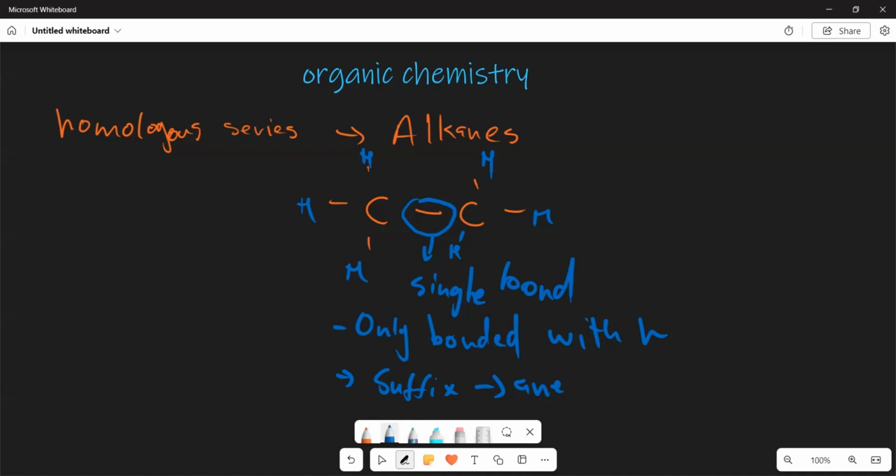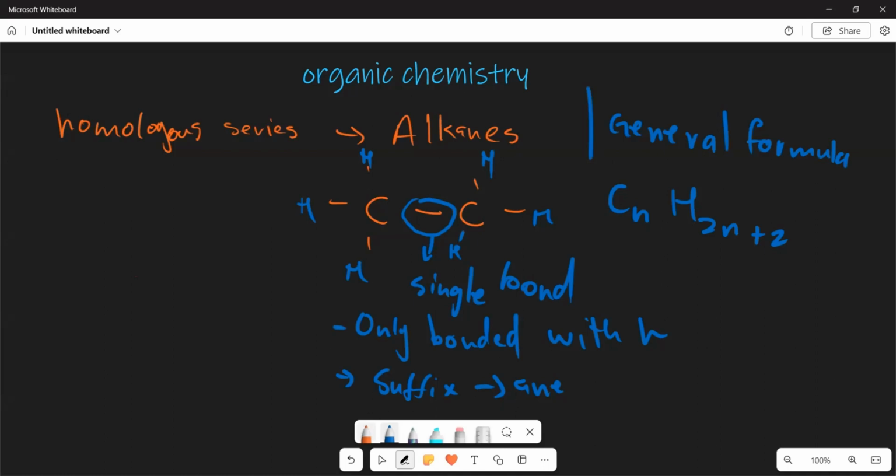It also has what we call a general formula. The general formula of our alkane is given by C n H 2n plus 2. So that is the general formula. For now, I just want us to understand these fundamental basics.